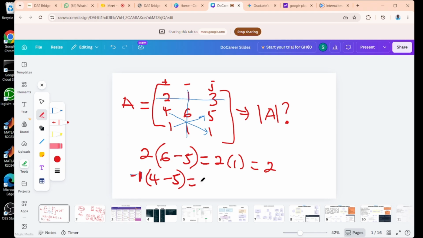So that will be equal to negative 1, the one outside, multiplying negative in the bracket, which is negative 1. That will give me positive 1. So that's 1.